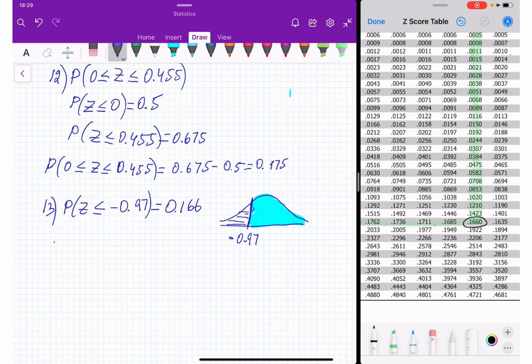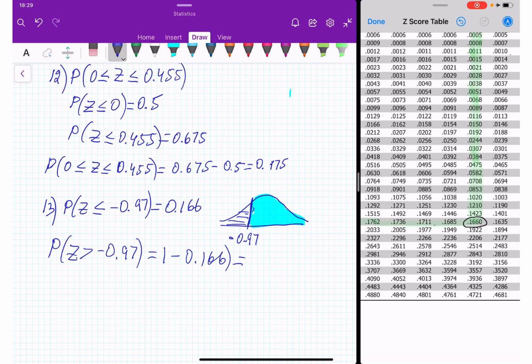So therefore the probability for z-score greater than negative 0.97 is going to be equal to 1 minus 0.166, and that's going to be equal to 0.8340. Oh, let me subtract. Yeah, 4 minus 6 is 3. Okay, we don't need this 0. So we are good.